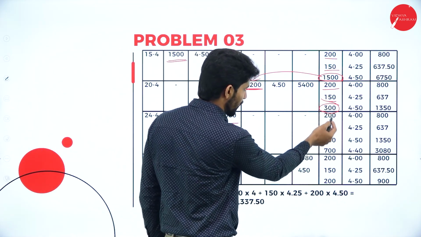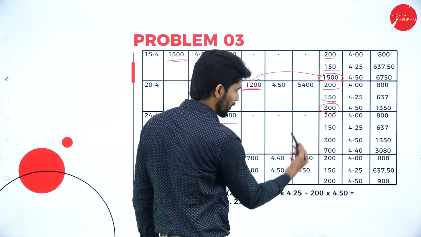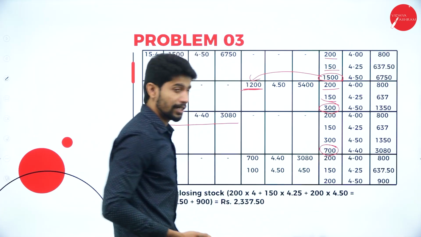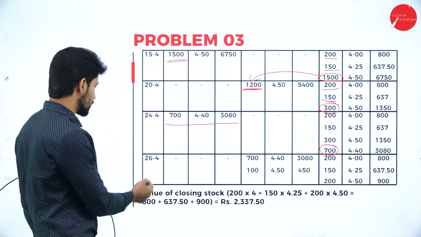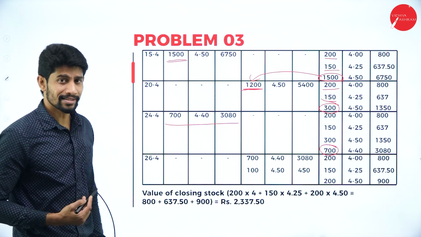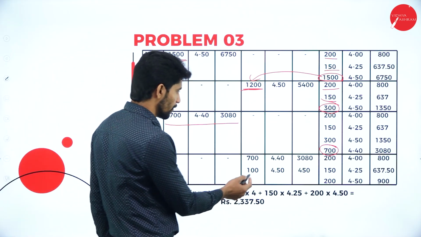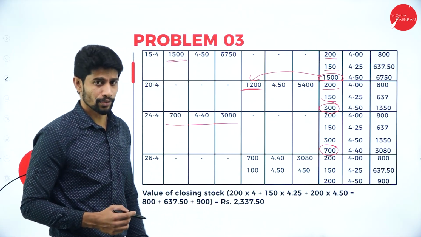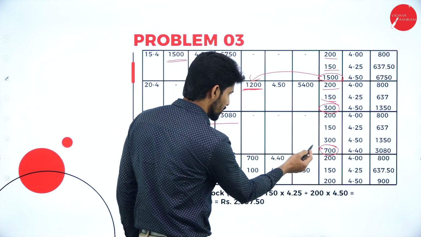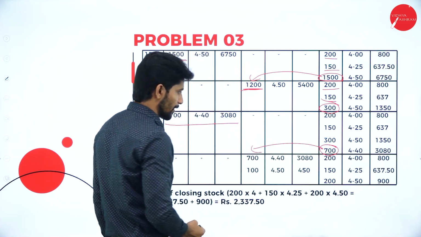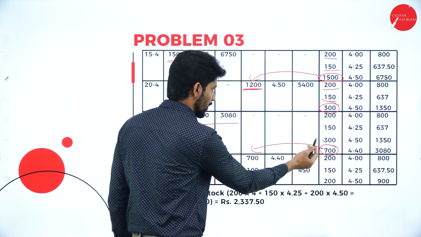So write down this balance first, that is 200, 150 and 300, and next write 700, that is recently purchased. Next, on 26th April we issued totally 800 units. In that, first issue the recently purchased 700 units, then issue 100 units from this 300.